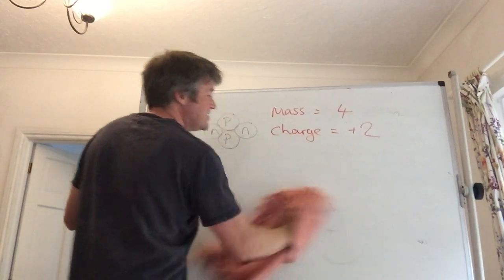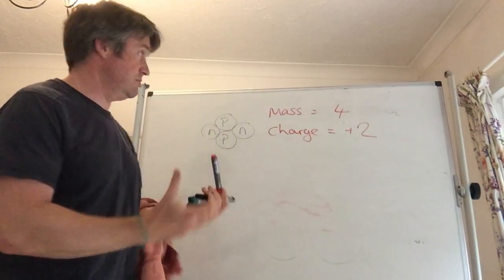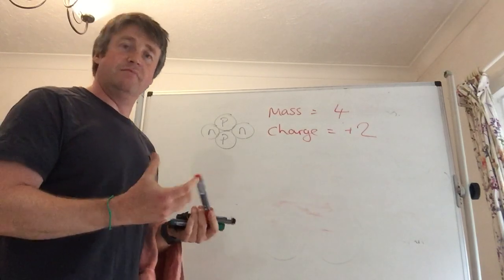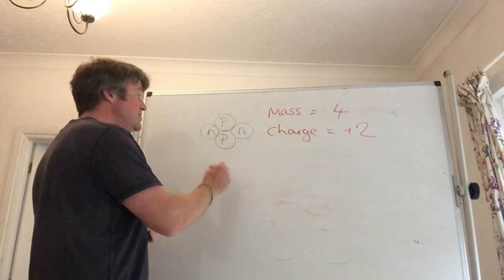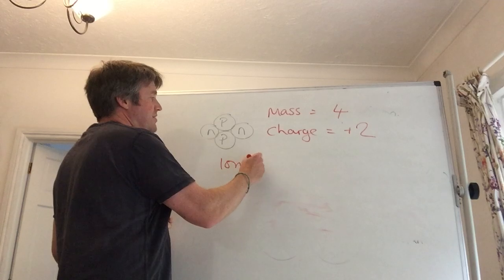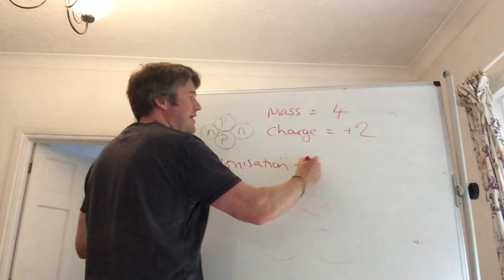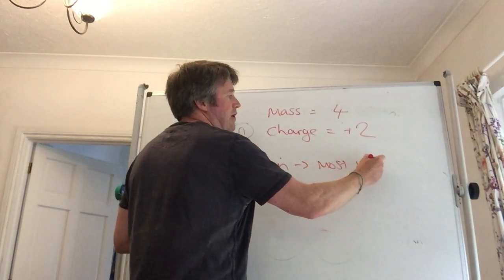So we only need to know now three properties of alpha, beta and gamma. The properties are ionisation. So for alpha, it's the most ionising.